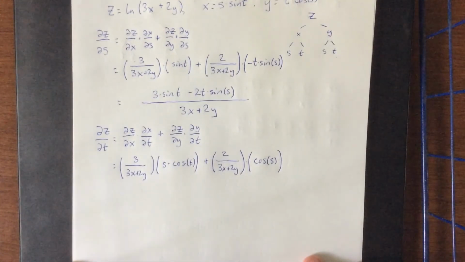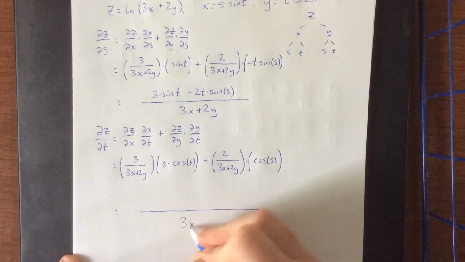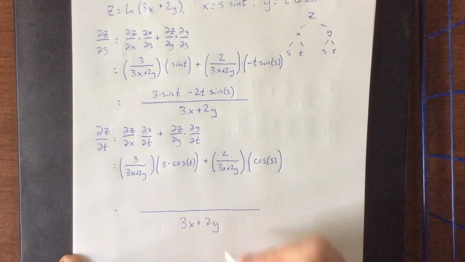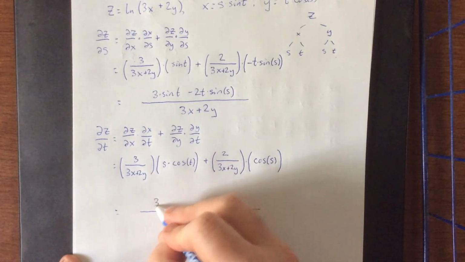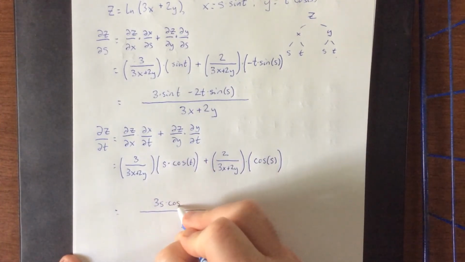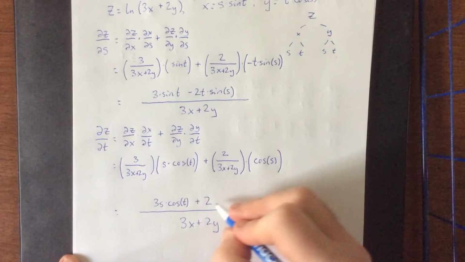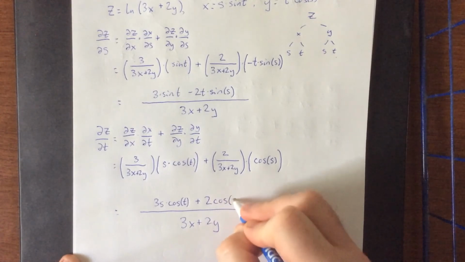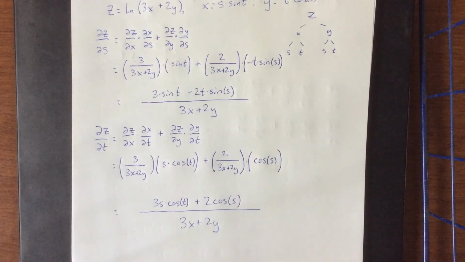Now once again, these are all over the same denominator, so let's go ahead and combine to one single fraction with a denominator of 3x plus 2y. First term will be 3 times s times the cosine of t plus 2 times the cosine of s. So those would be our final answers for the partial derivative of z with respect to s and with respect to t.